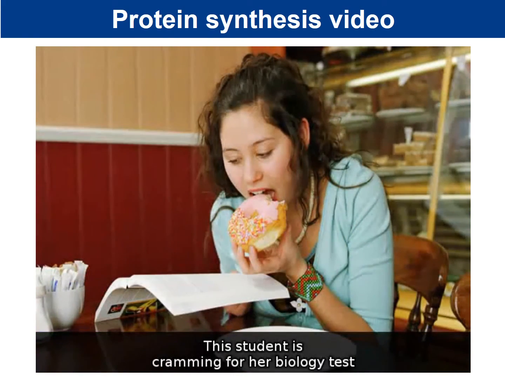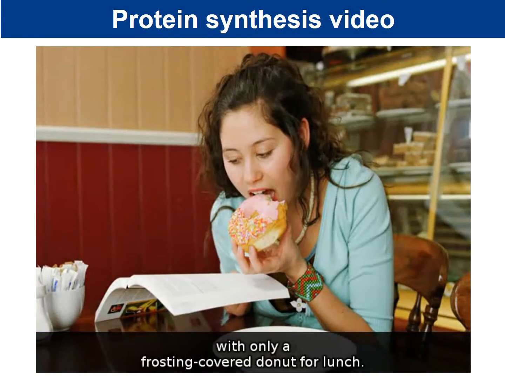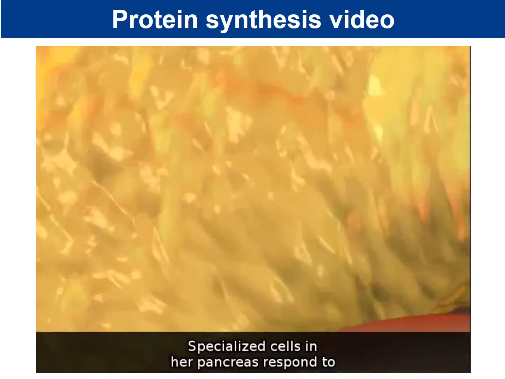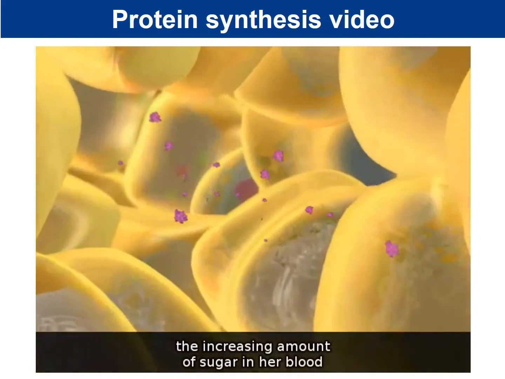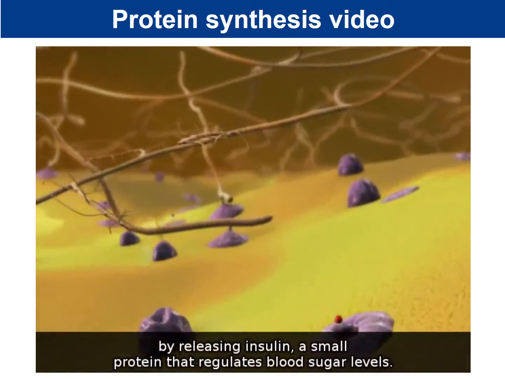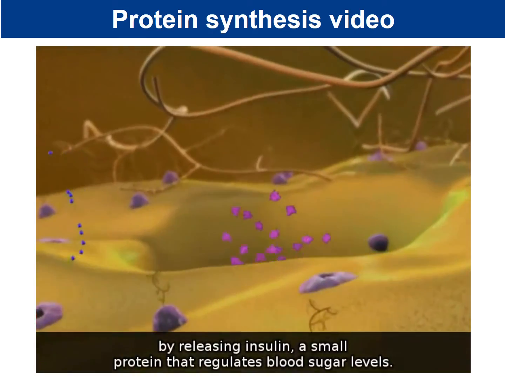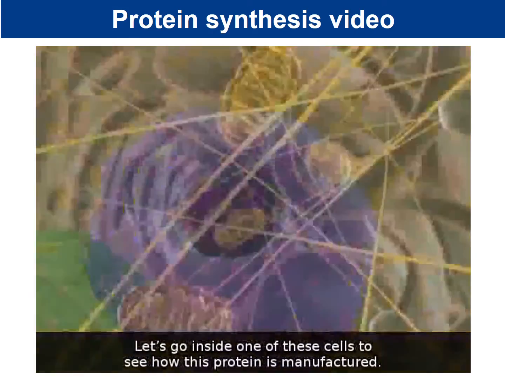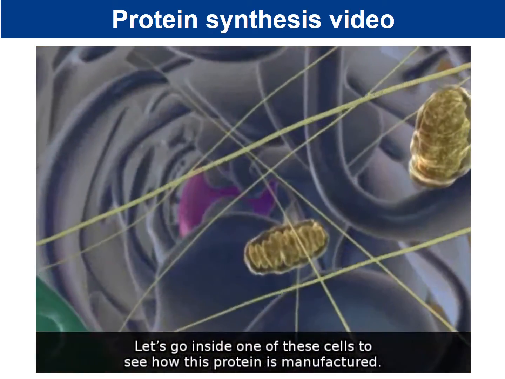This student is cramming for her biology test with only a frosting-covered donut for lunch. Specialized cells in her pancreas respond to the increasing amount of sugar in her blood by releasing insulin, a small protein that regulates blood sugar levels. Let's go inside one of these cells to see how this protein is manufactured.